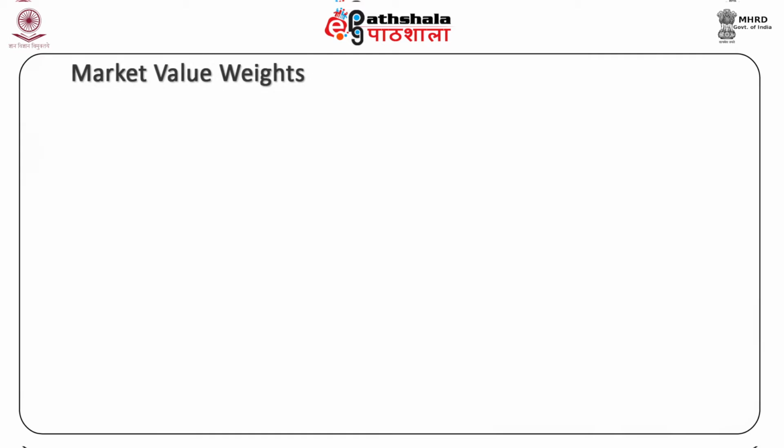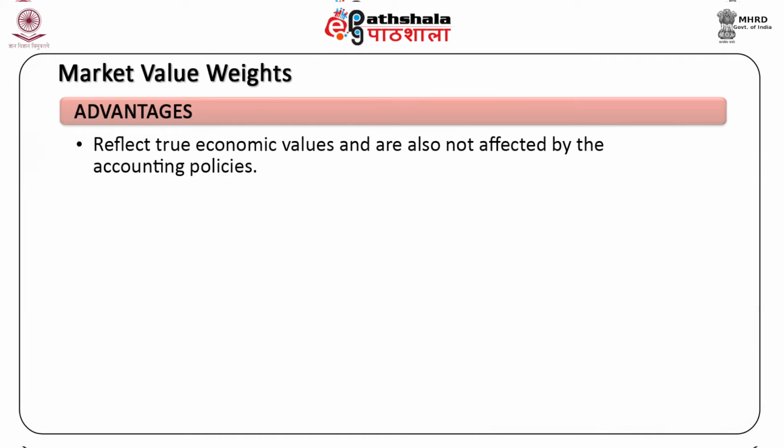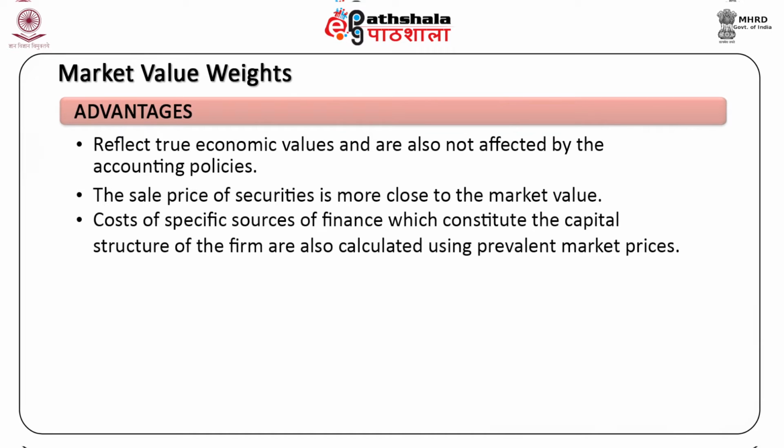On the other hand, market value weights are preferred and considered to be theoretically superior to book value weights because they reflect true economic values and are also not affected by accounting policies. The other points favoring market value weights are the sale price of securities is more close to the market value. The costs of specific sources of finance, which constitute the capital structure of the firm, are also calculated using prevalent market prices.